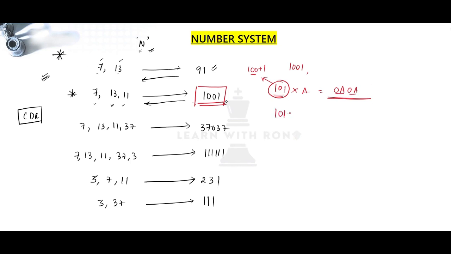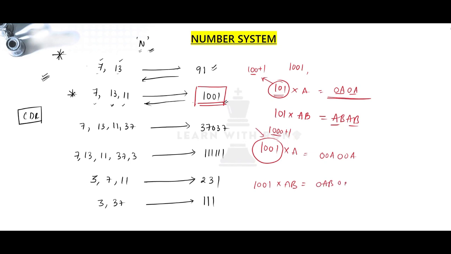Or else if 101 is multiplied with any number AB, then the form will be AB, AB. 2 digits will be repeated. Like that, if any number is multiplied with 1001, then what is the representation of that number? 1001 is nothing but 1000 plus 1, right? Here, three digits will be repeated, which means the answer will be in the form 00A 00A. Similarly, if 1001 is multiplied with AB, same three digits 0AB 0AB.